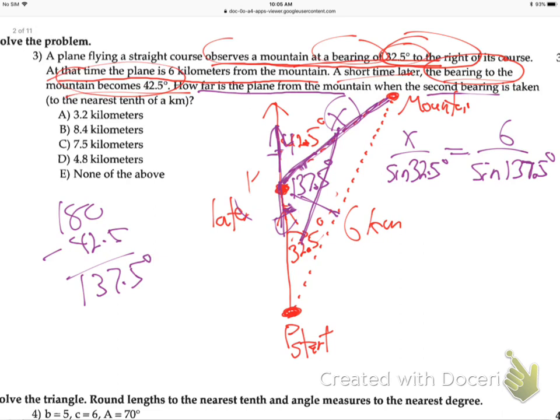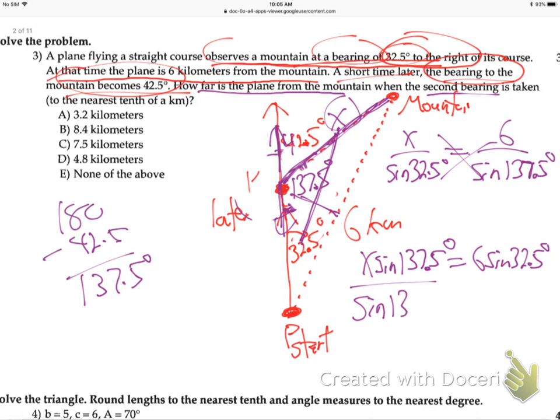I put them both in the top. Doesn't matter. Just be consistent. Diagonal, diagonal. So I get x sine 137.5 degrees equals 6 sine 32.5. Divide by the sine 137.5. Sine 137.5. Boom. There it is. Whatever that is, that should be my answer.